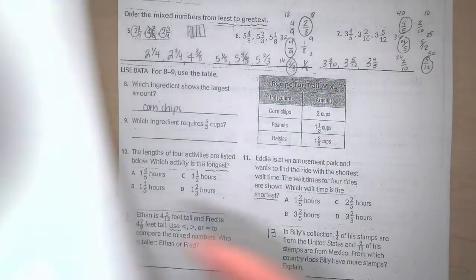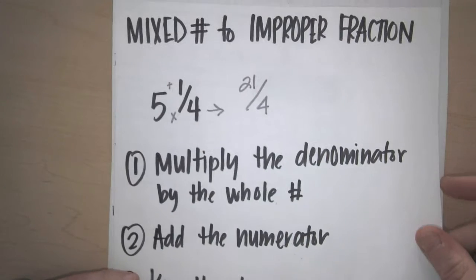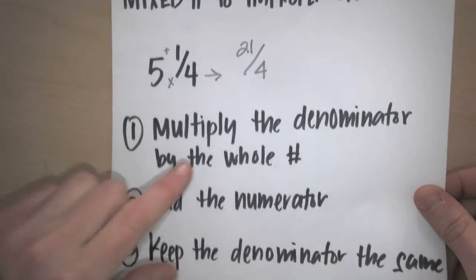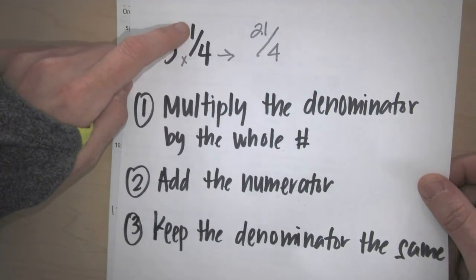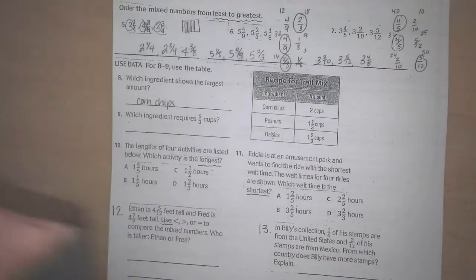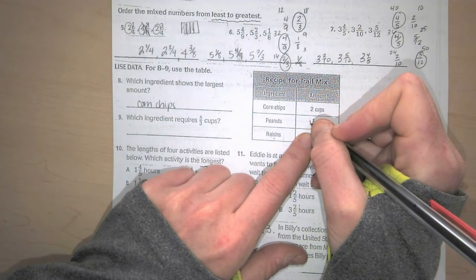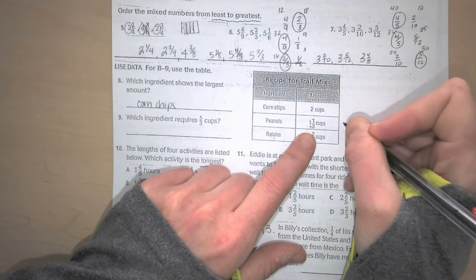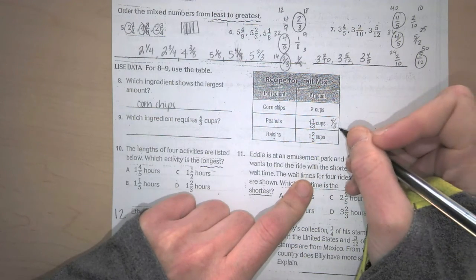So to do that, to change a mixed number to an improper fraction, you multiply the denominator by the whole number, like that. You add the numerator, then you keep the denominator the same. So I'm going to take 3 times 1, which is 3, plus 1 is 4, and the denominator is the same, so that's 4/3. So 1 and 1/3 cups equals 4/3.